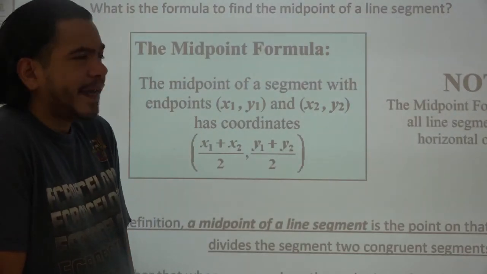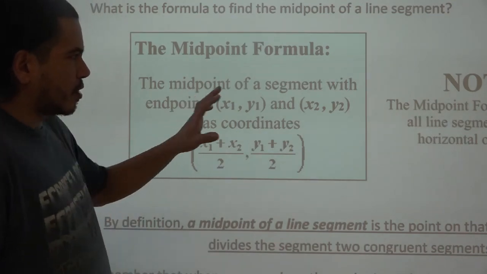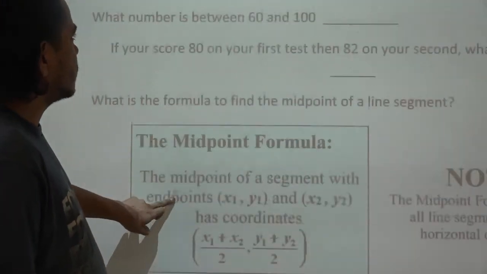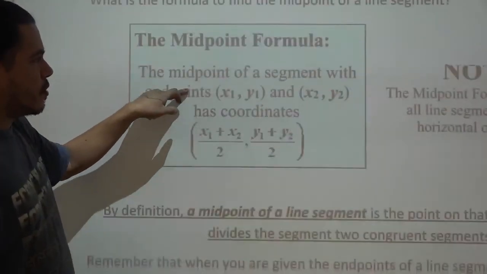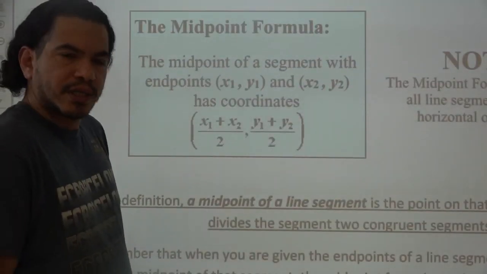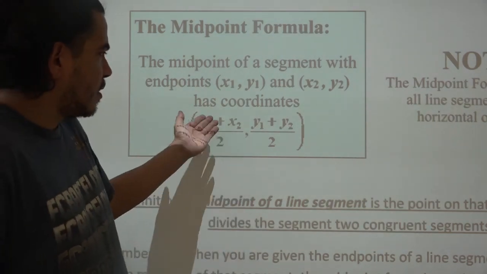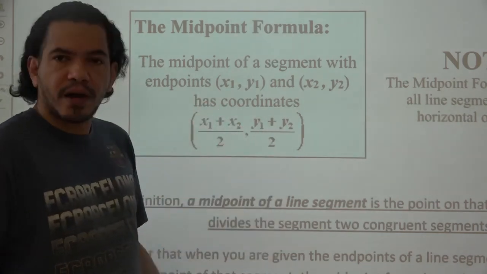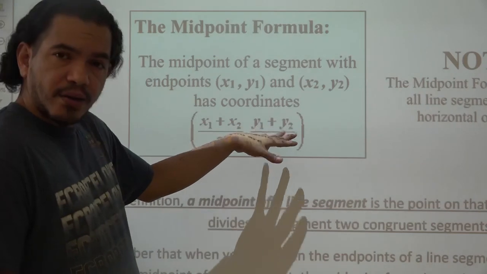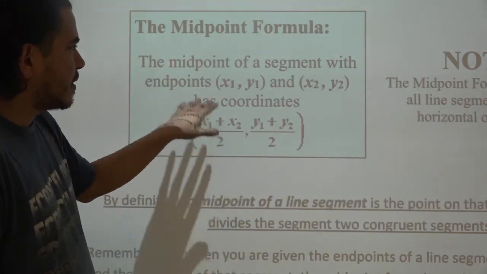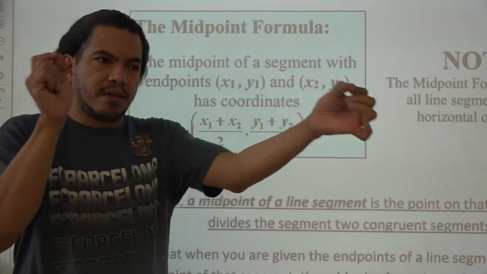Hello. Today we are going to look at the midpoint formula, because that's our lesson. There's nothing much to it. The midpoint formula is nothing more than the average of the x coordinates and the y coordinates. So you add the x's and divide by 2, you add the y's and divide by 2, and that will give you the midpoint, the middle of a line segment.